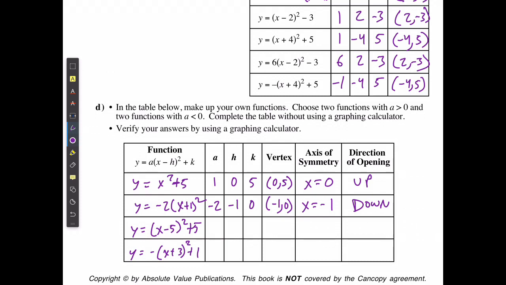The next one, I'm going to have a is 1, h is 5, k is 5. A vertex of 5 and 5. Axis of symmetry is x equals 5. And this one opens up. And for the last one, a is negative 1, h is negative 3, k is positive 1. Vertex is at negative 3 and 1. Axis of symmetry at x is equal to negative 3. And this one opens down.